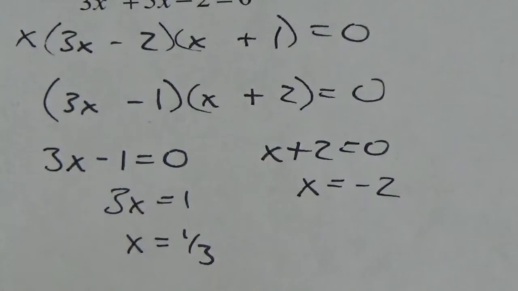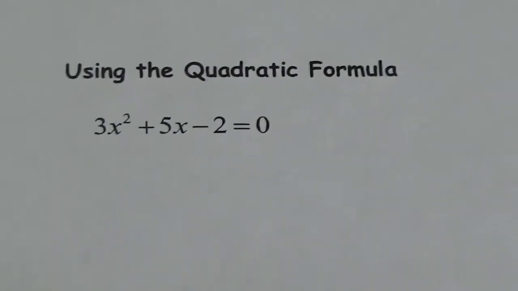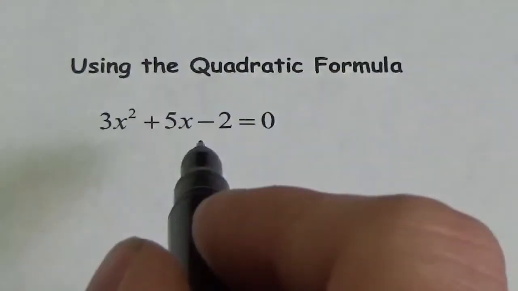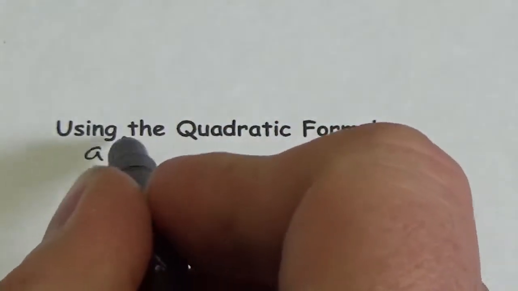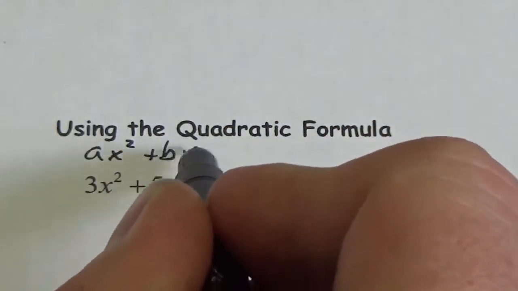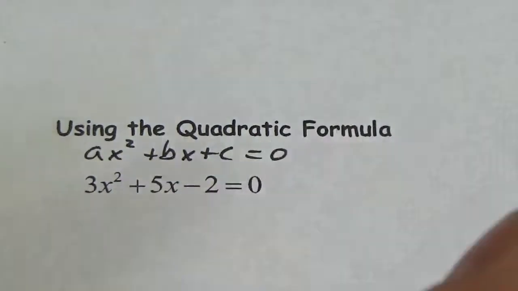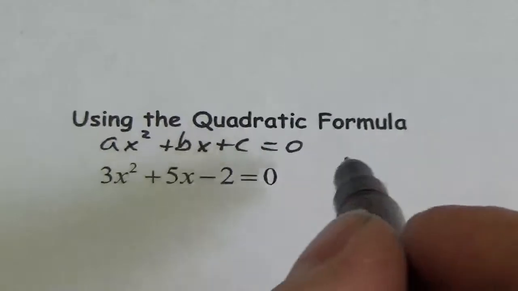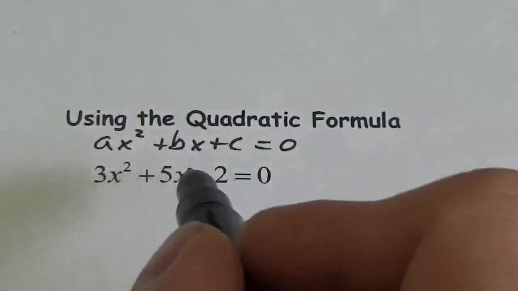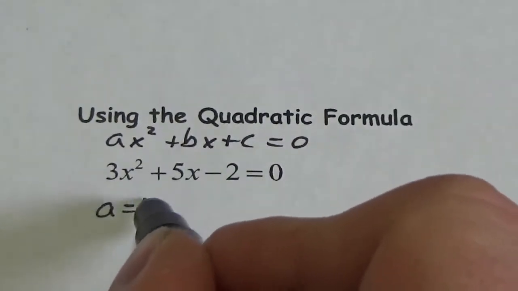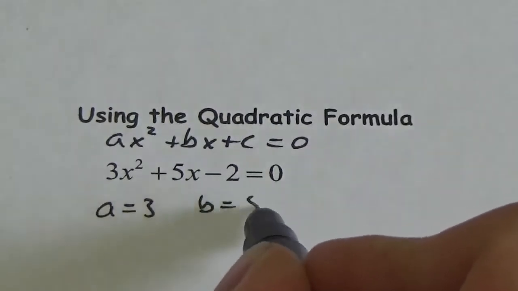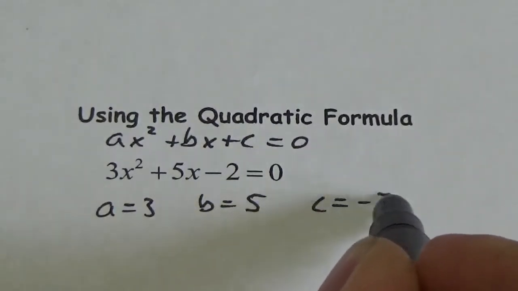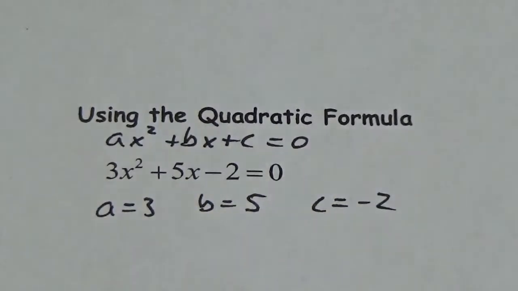Now let's do the same question, but we're going to use the quadratic formula. Now, before I jump into the quadratic formula, remember that the quadratic formula is used to solve equations of this form. So what I want to do to start off with here is I actually want to identify what all those parameters are. So when I compare that to this equation right here, I see that A is going to be 3, B is going to be 5, and C is going to be -2.